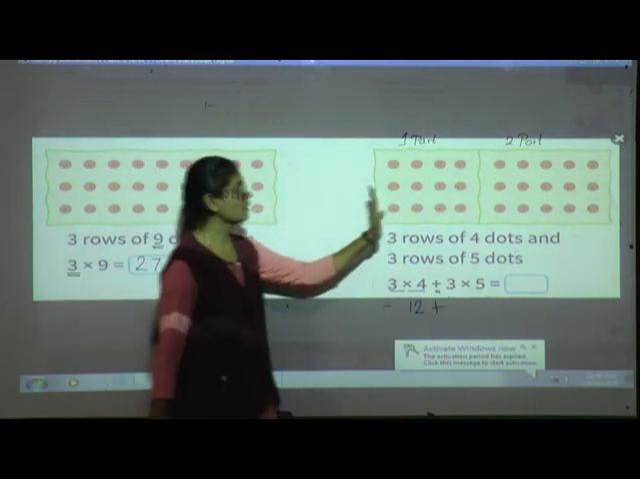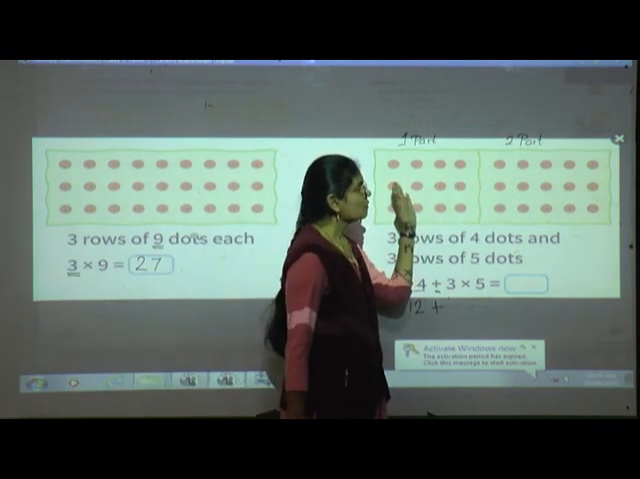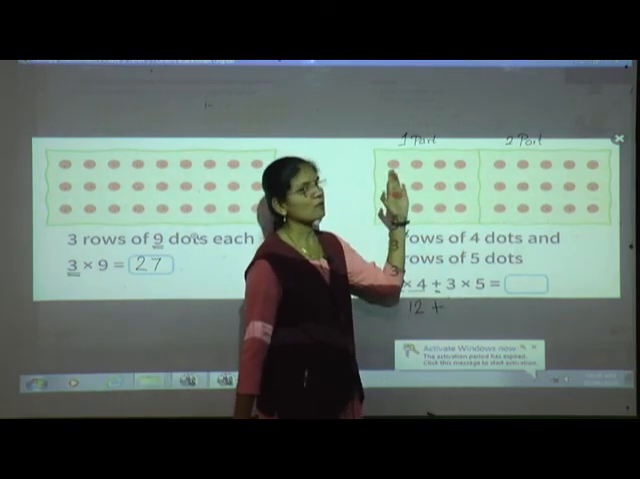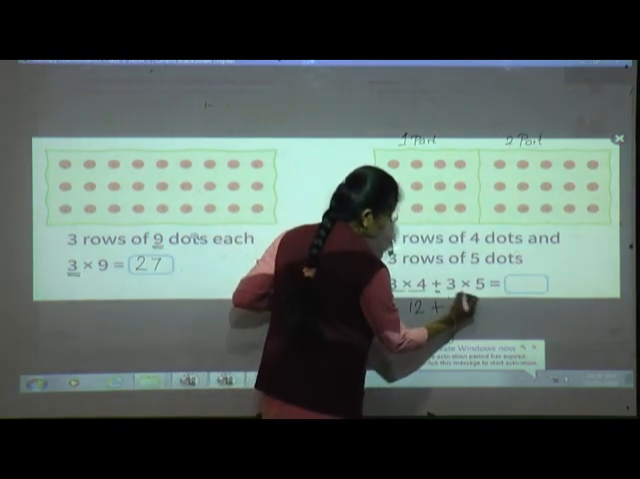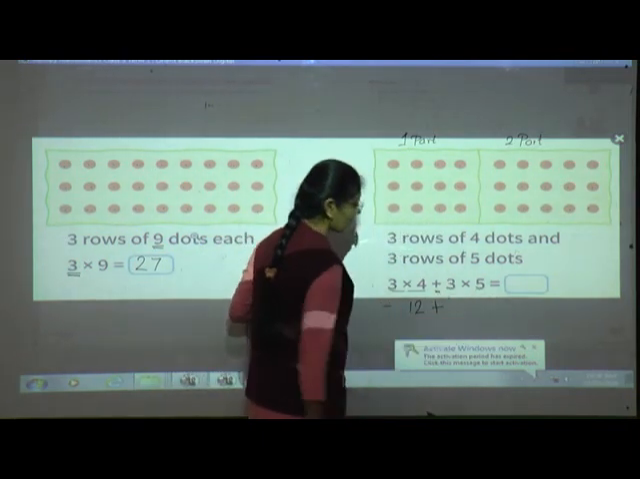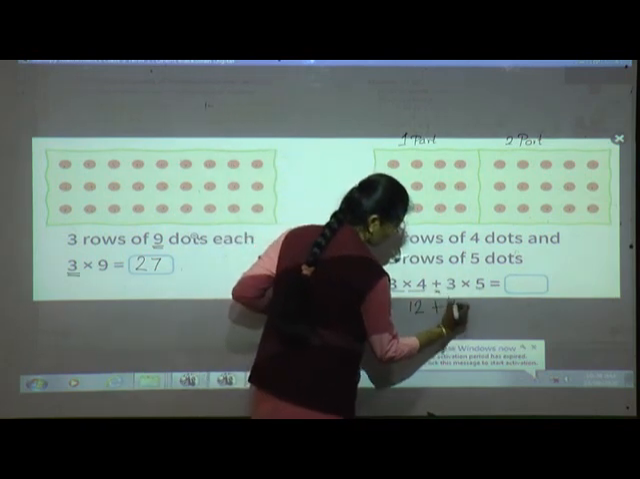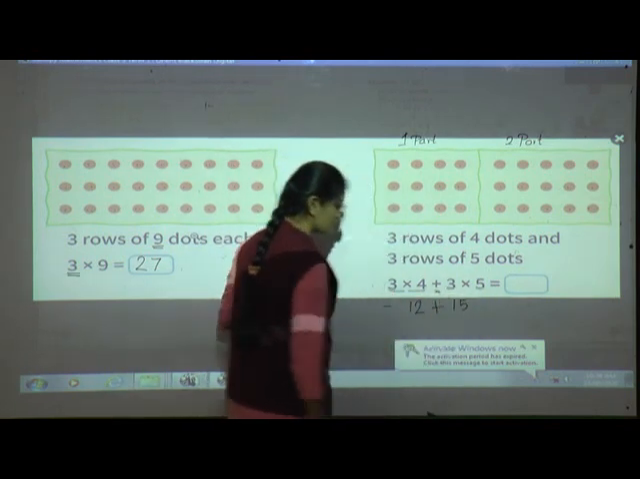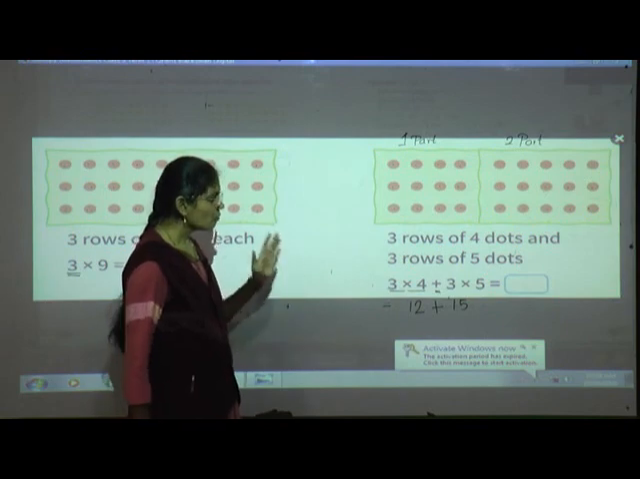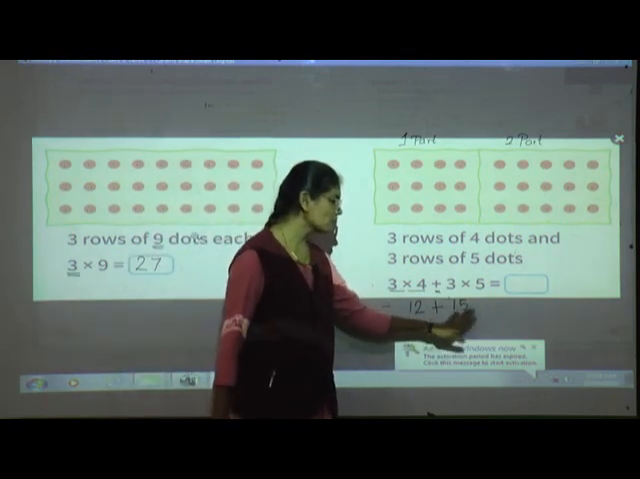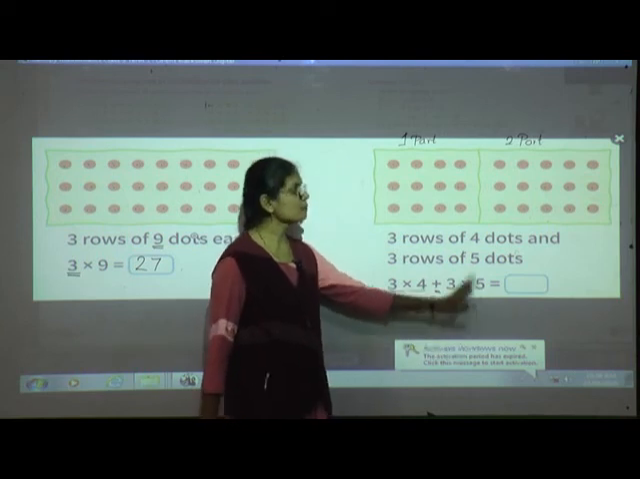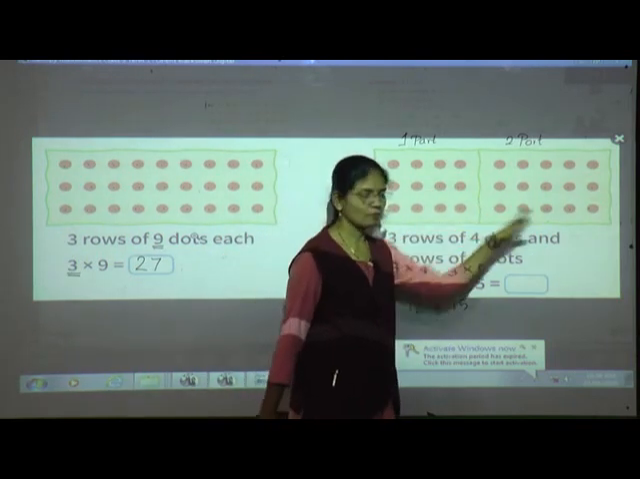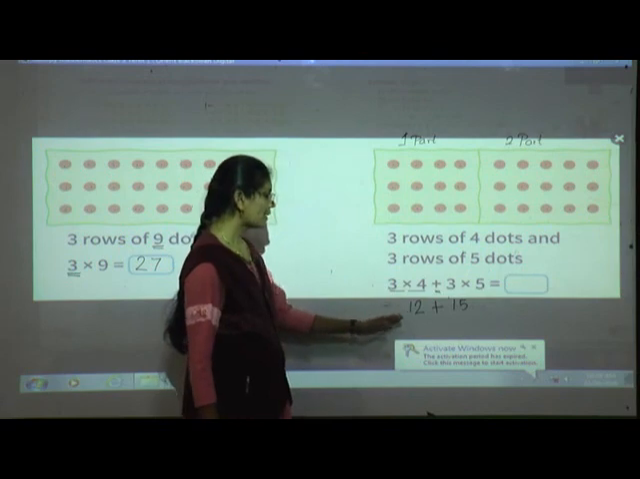Why? Because when we add these two parts, we will get the total number of dots in this big part. Now we will do the multiplication of 3 into 5. Now 3 5s are 15. Correct. Now when we add these two numbers, we will get the total number of dots present in this full box. So do the addition.